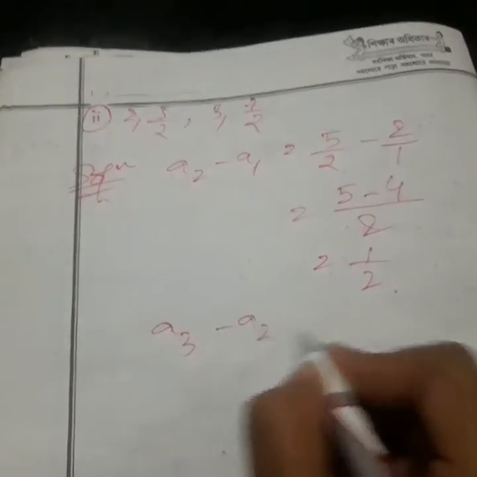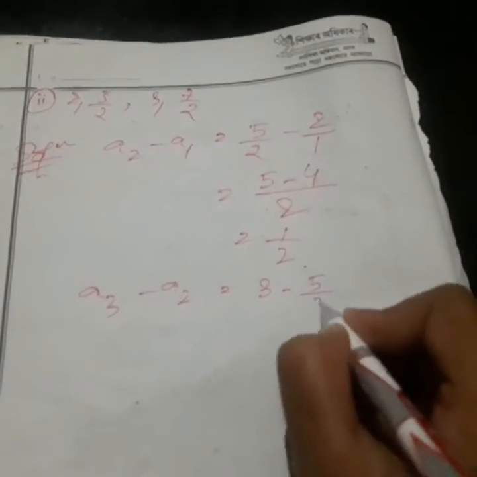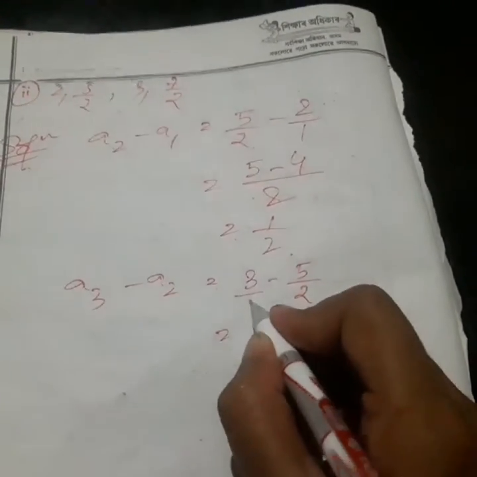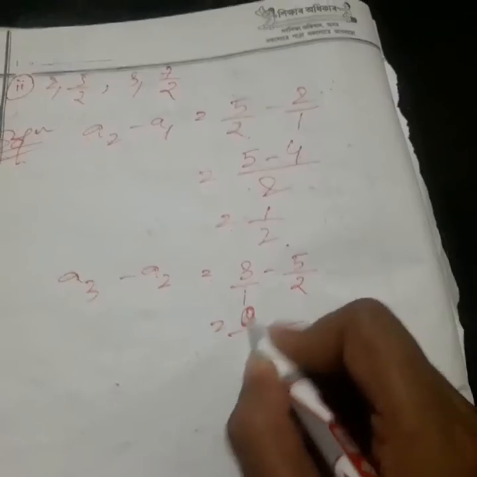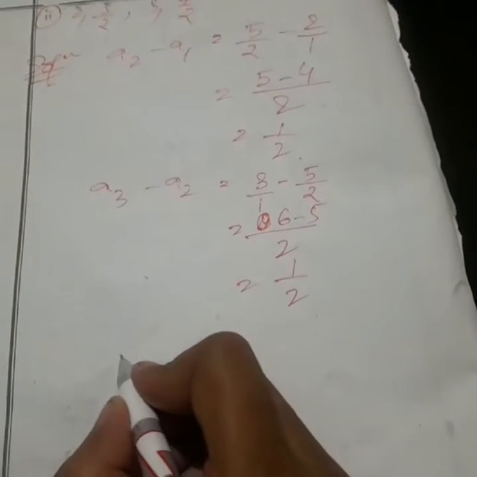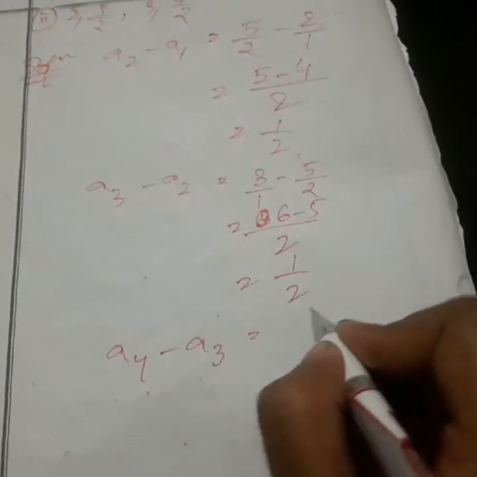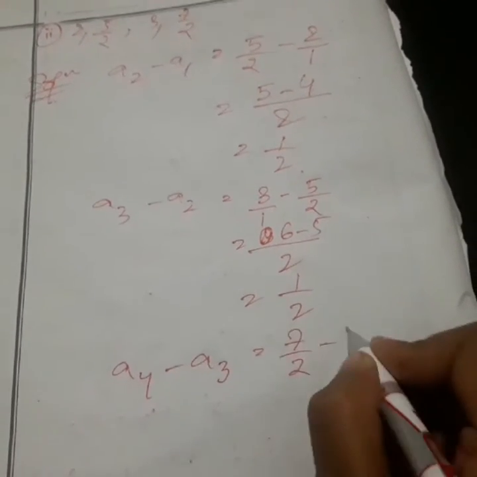Then A3 minus A2. So A3 minus A2 is 3 minus 5 by 2, right? So again, 1 by 2, 3 times 2 is 6, minus 5, equal to 1 by 2. Then A4 minus A3. So A4 minus A3 is 7 by 2 minus 3 by 1, so 7 minus 6 equal to 1 by 2. So the differences in this question are the same, right? So what is the common difference here? 1 by 2.